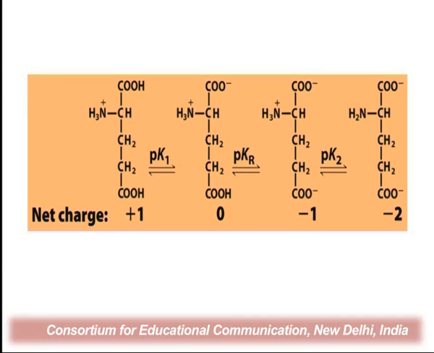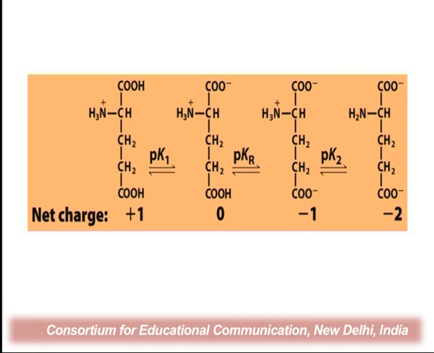Now what you have to remember is, we have two carboxylic groups. One is the alpha carboxylic group and the other is the carboxylic group which is present in the side chain. We also have an ammonium ion in it. So among these three, you have to remember which will undergo deprotonation first.